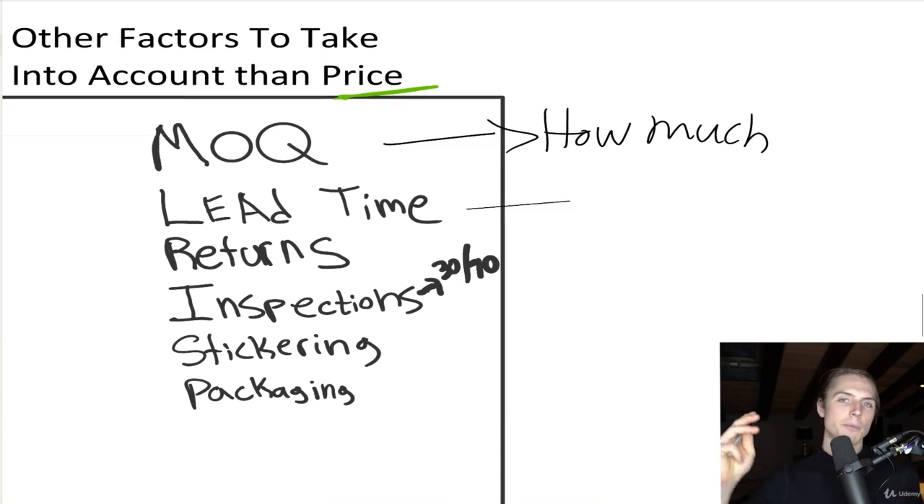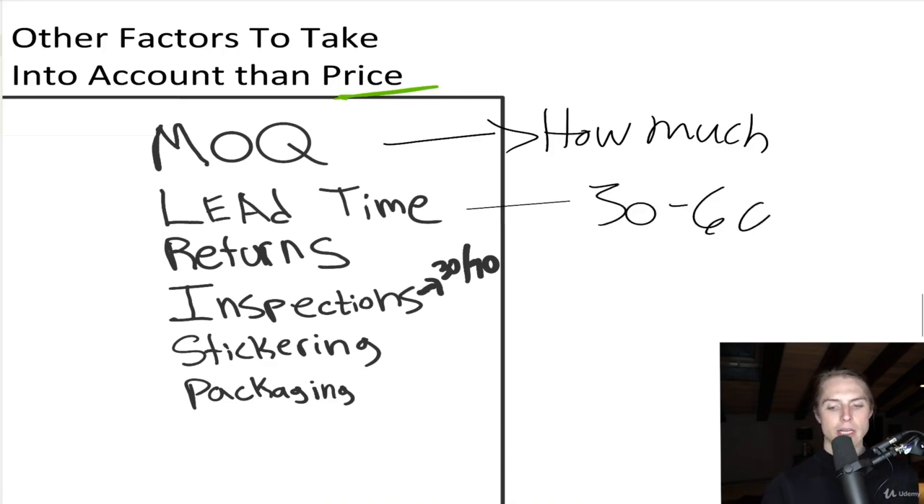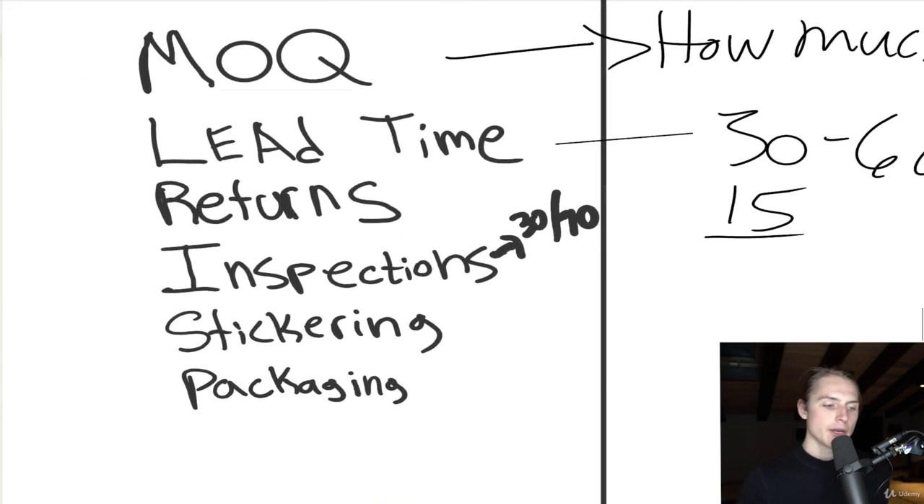Lead time, basically we're going to try to get this made faster, because we don't want to wait a year to get our product made, obviously. Generally it'd be about 30 to 60 days for production, depending on how complex it is. Sometimes you can get 15. These bracelets would be about 15 days because they're easy. All right, and then returns.